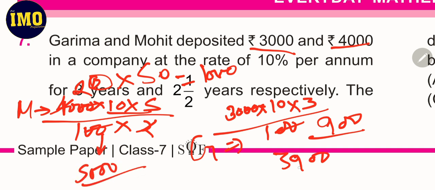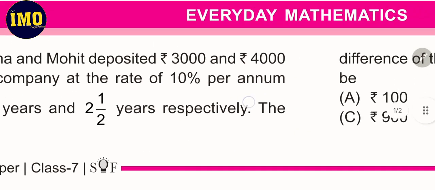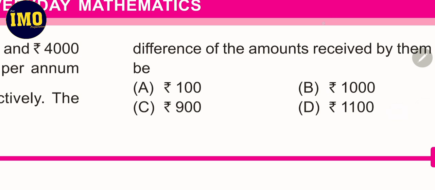So Mohit got finally 5,000. Garima got 3900. So the difference of both numbers is around 1100. Is any option of 1100 here? Okay, 1100. Yeah, the last option is 1100. So this is our result. Okay, I hope it is clear till here. Now move to question number 8.